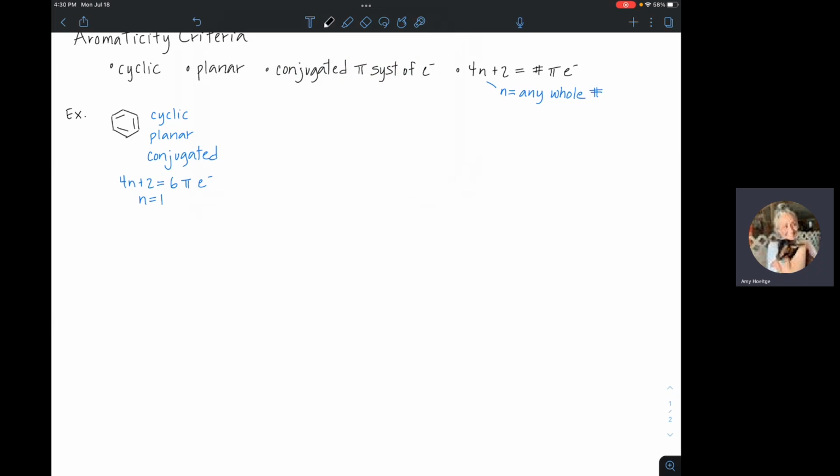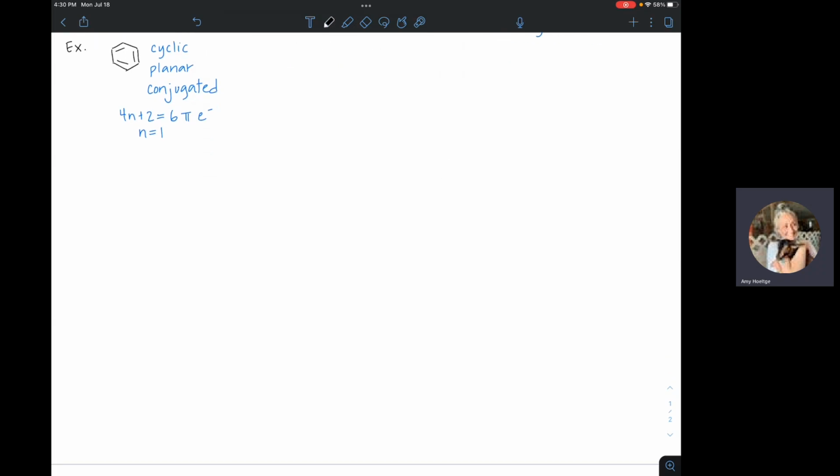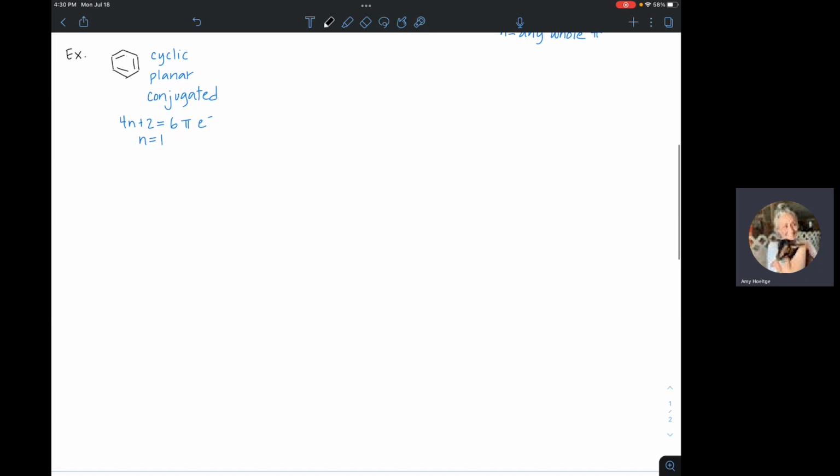There are some molecules that look like they might be aromatic, but they're actually not. So for example, we have a cyclic compound here. So yes, this is cyclic. It is planar.